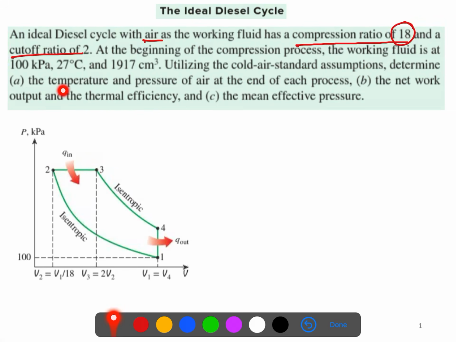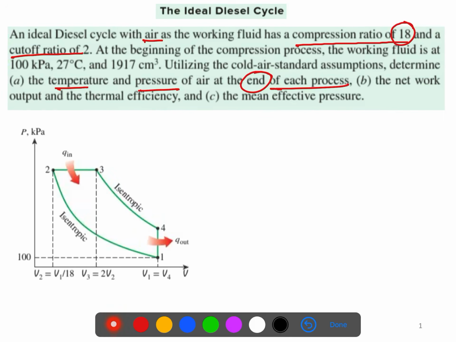We need to determine the temperature and the pressure of air at the end of each process. That means we will initially calculate T2, P2, T3, P3, T4, P4 this way. Then finally, the net work output, the thermal efficiency, and the mean effective pressure. So that's the overall question. We need to solve these three different parts.